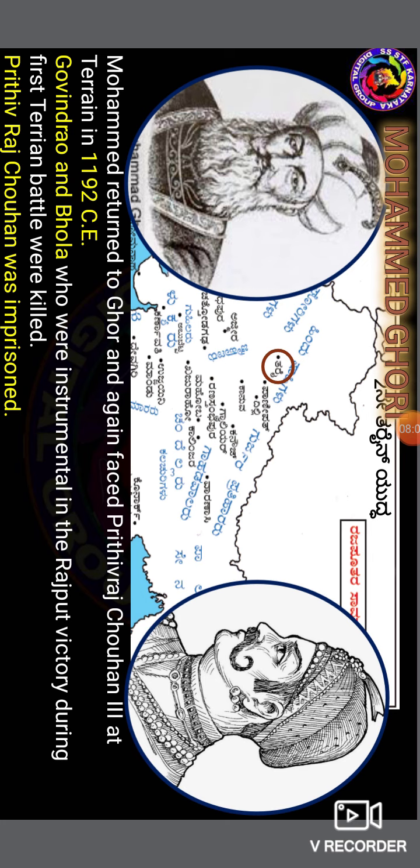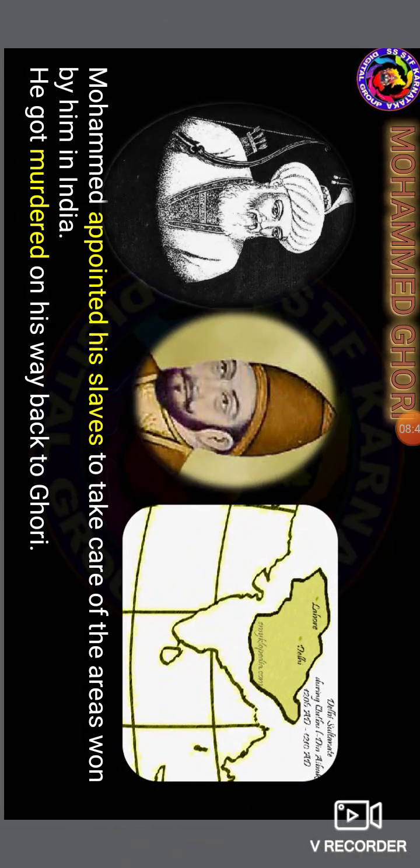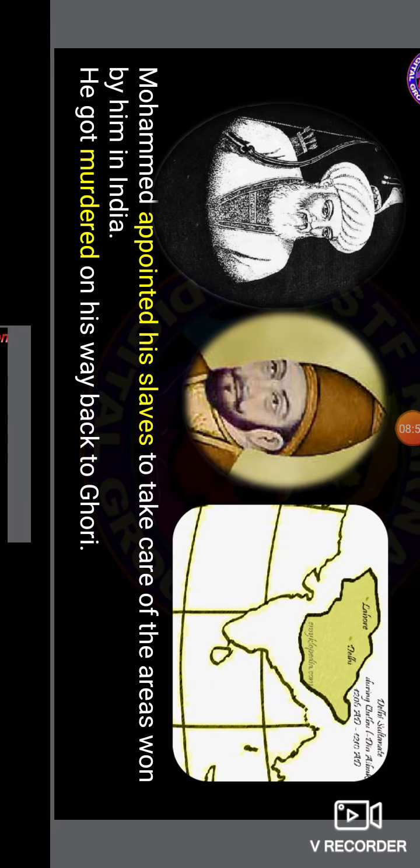Muhammad returned to Ghor and again faced Prithviraj Chauhan III at Tarain in 1192 CE. Govindaraya and Bhola, who were instrumental in the Rajput victory during the first Tarain battle, were killed. Prithviraj Chauhan was imprisoned. Muhammad appointed his slaves to take care of the areas owned by him in India. He was murdered on his way back to Ghor.